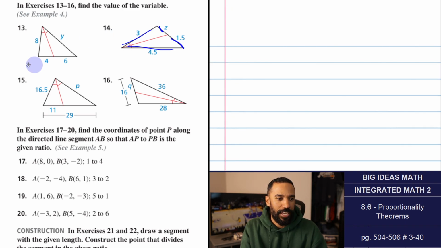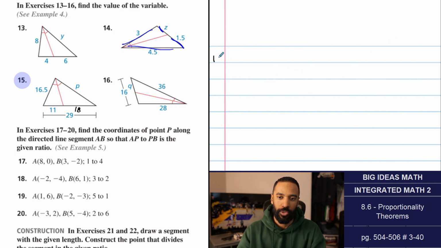All right, number 15. Now, 15 has one little tricky bit in showing this entire 29. However, 29 is composed of 11 and the number 18. Now, you don't really want to use the 29 in and of itself. You'd like to use the parts that are split up from this.